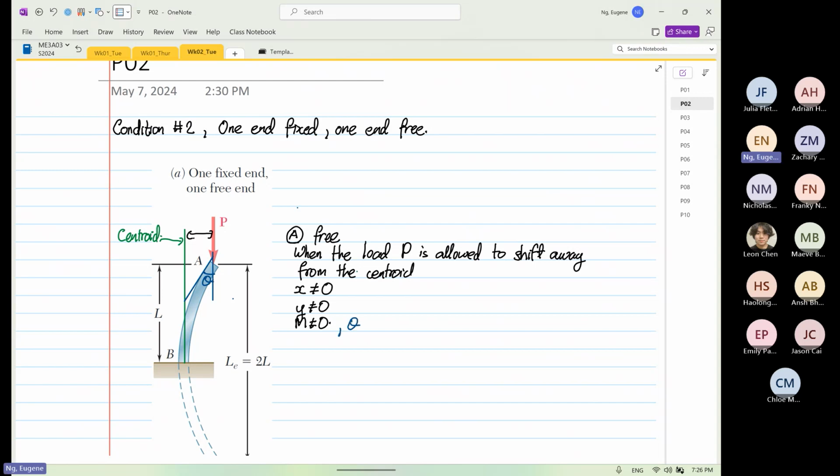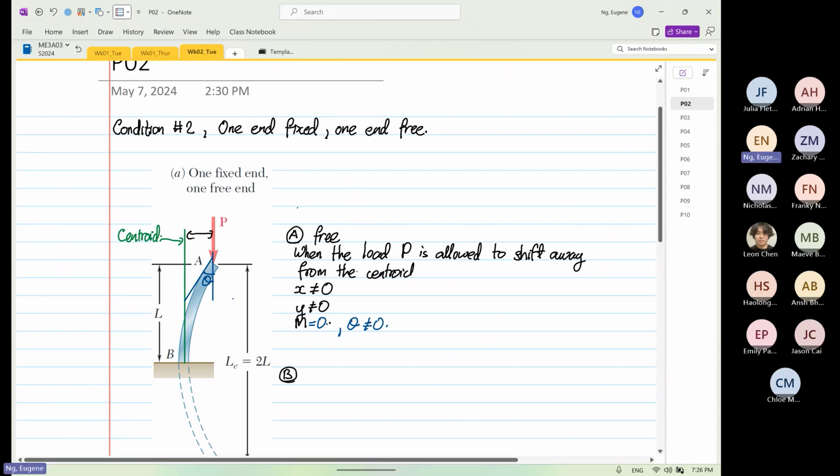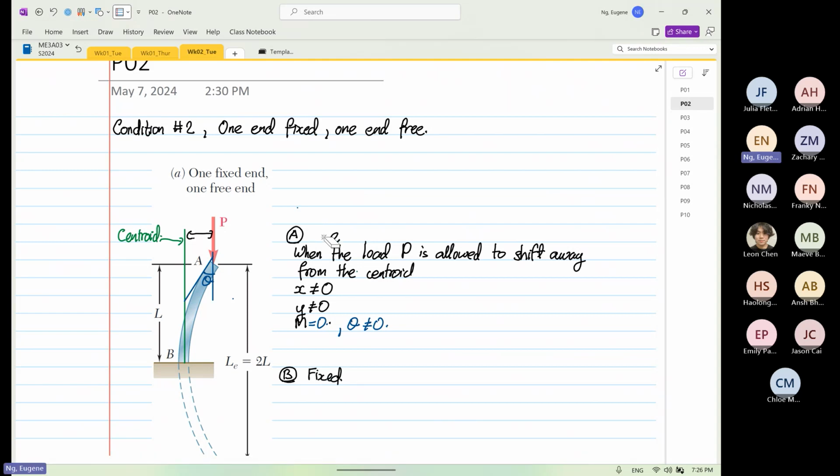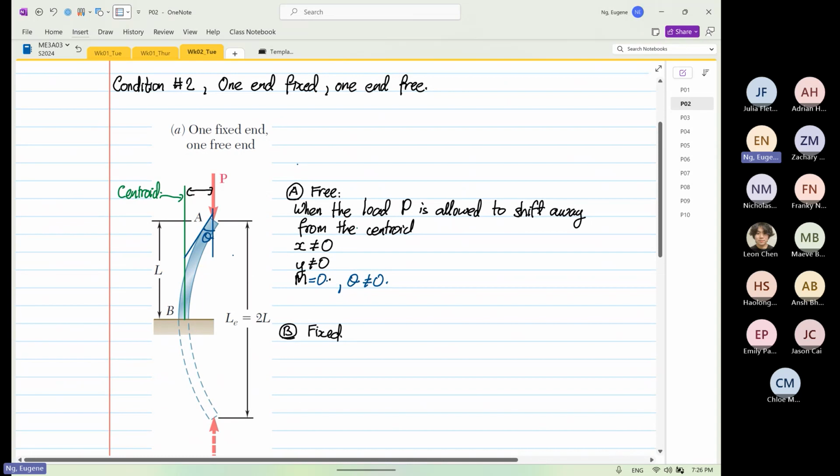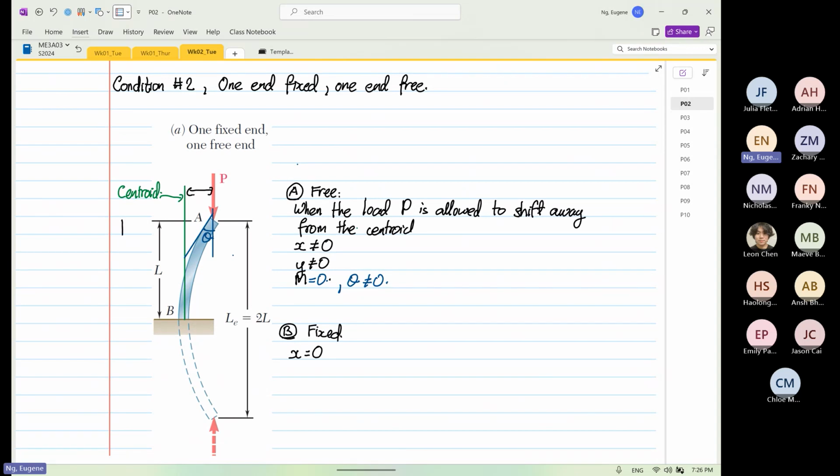So over here, theta is not equal to 0. Sorry, moment is equal to 0. I do apologize. Okay, moment is equal to 0. Now at point B, what we see now at point B is what we call fixed. Point A is free, point B is fixed now. And why is that? It's because X is equal to 0, no motion in the X.